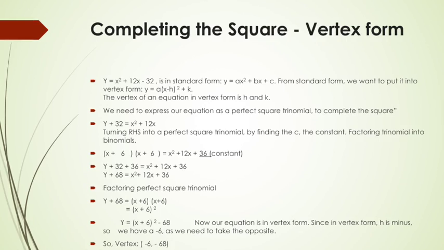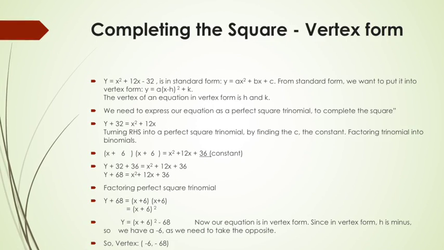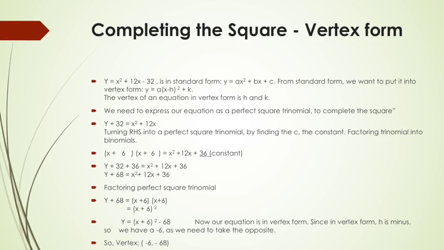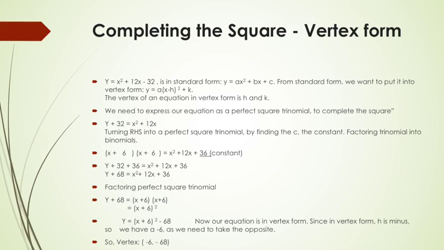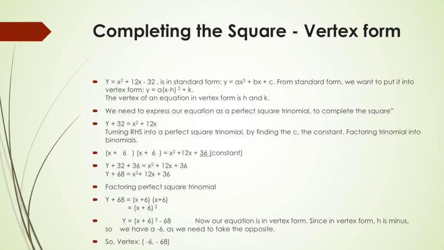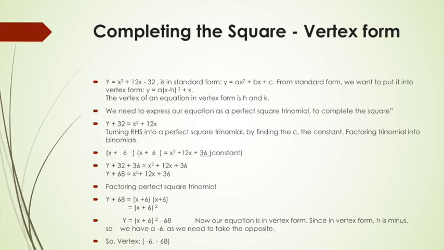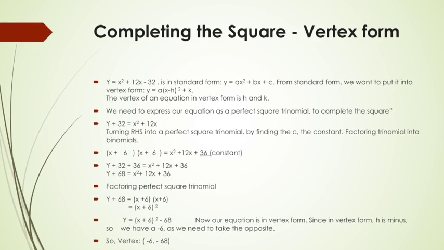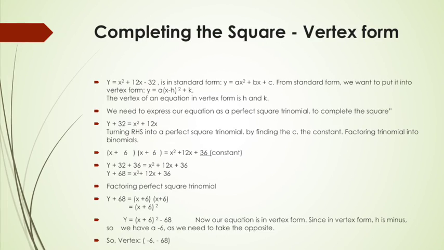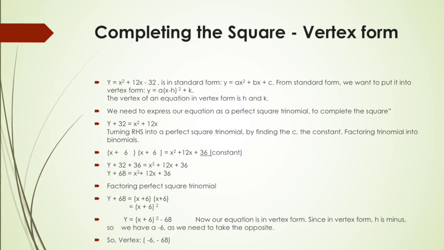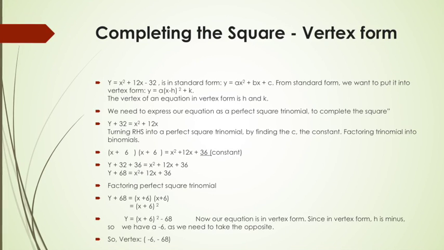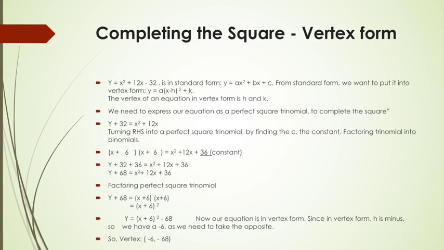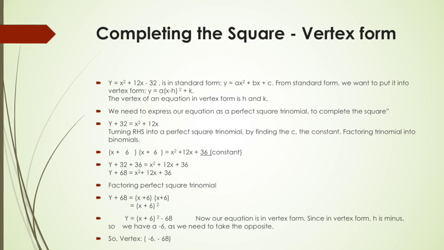So you take the 36 to the other side and you get y plus 32 plus 36 is equal to x squared plus 12x plus 36, which is equal to y plus 68 is equal to x squared plus 12x plus 36. Factoring a perfect square trinomial. Now, since you have x squared plus 12x plus 36, what you'd want to do is make that a square. So y plus 68 is equal to (x plus 6) whole squared.